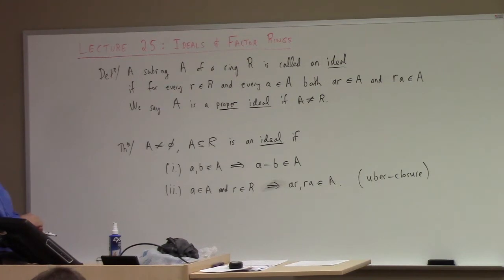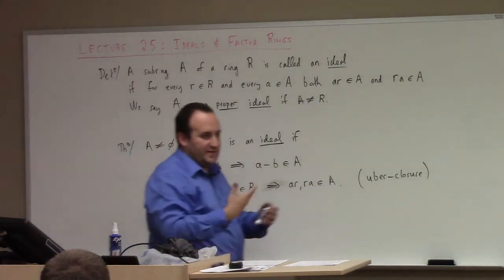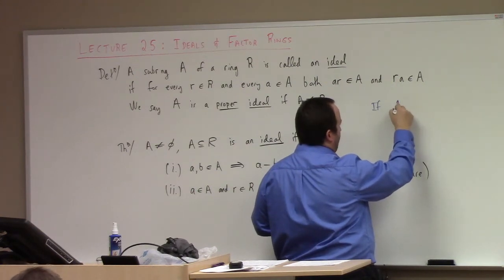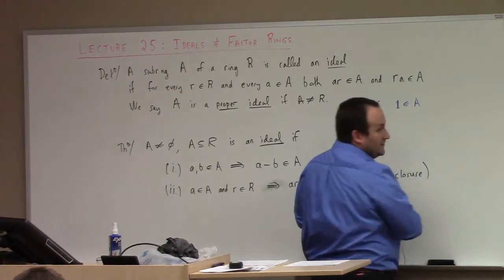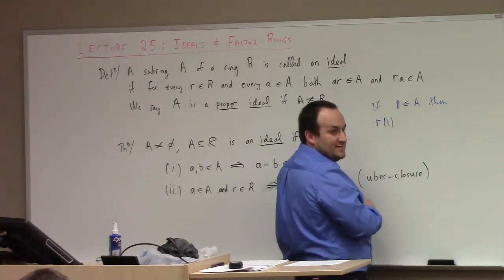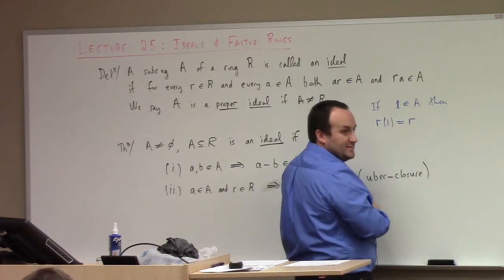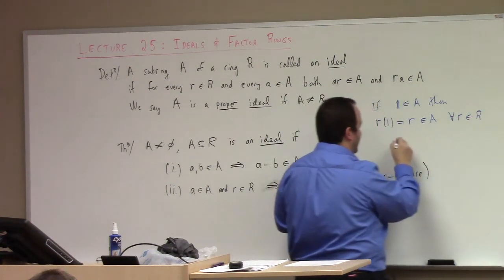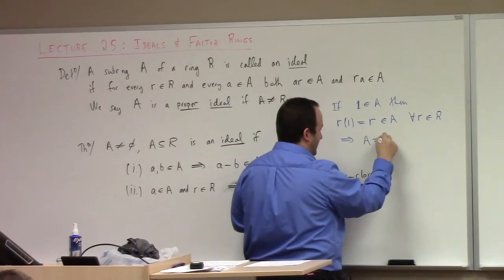Yes, if 1 is in A, you could say bad things happen to us, or you could say good things happen to us. It depends on your viewpoint. But if 1 is in the ideal, what does that say? It's not proper. Well, if 1 was in the ideal, what would that mean? This is actually a great question and good discussion for us to have right now, even though I wasn't planning on it. If 1 is an element of A, and A has uber closure, then r times 1, which is equal to r, is an element of A for all r in R. So that tells you that A is equal to R.